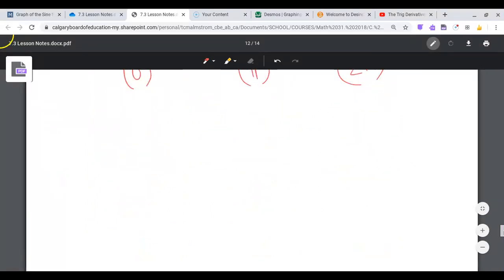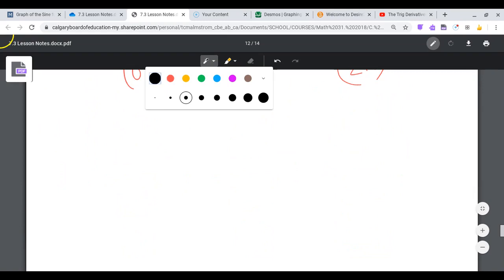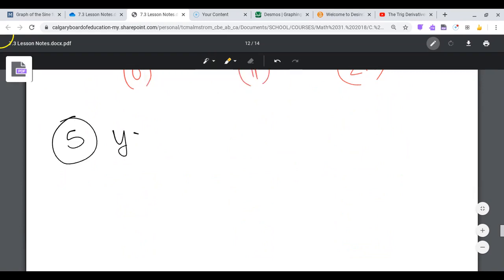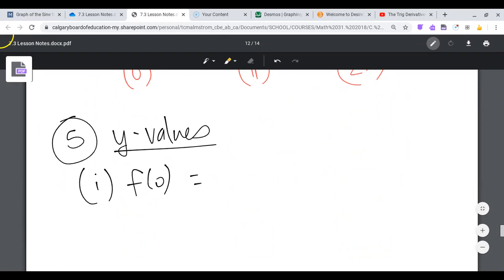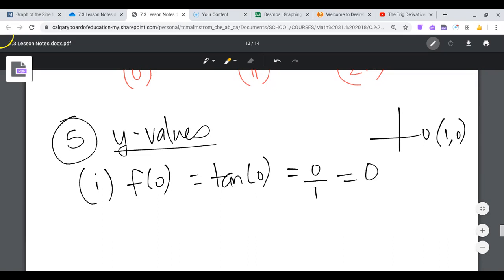All right, so the last thing to do then is just to figure out what those y values are. Okay? Because a point wants both. So the first one would be to evaluate f of 0. So put 0 back into the original function, which was tan. So tan of 0 would be the same as saying y on x. So at 0 radians, I have the coordinate points 1 and 0. So 0 divided by 1 is 0. So the point there would be 0, 0.